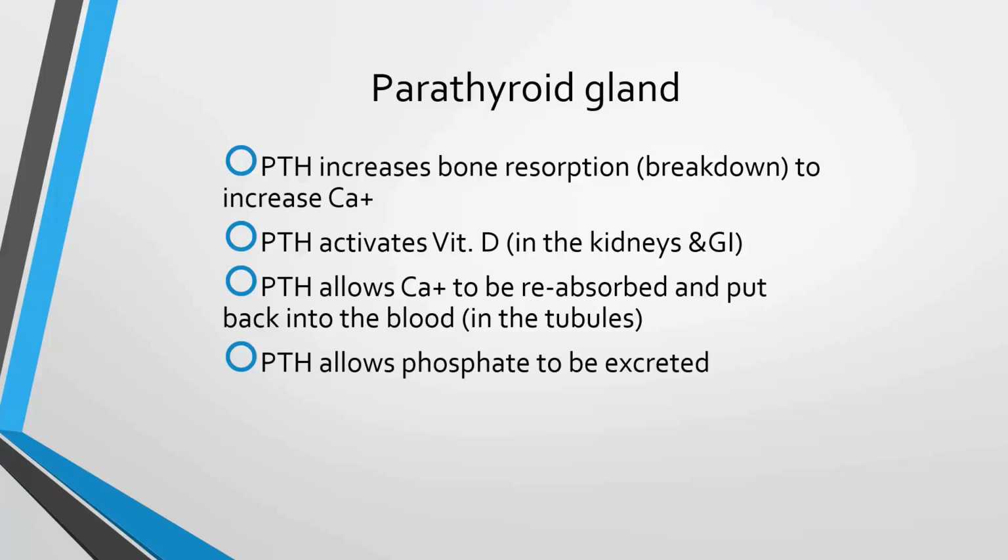Now, it's important that phosphate be eliminated by the kidneys, because when the parathyroid hormone works, it causes both calcium and phosphorus to be released. And if both remain high, then crystals can be deposited back into the bone and other tissues.